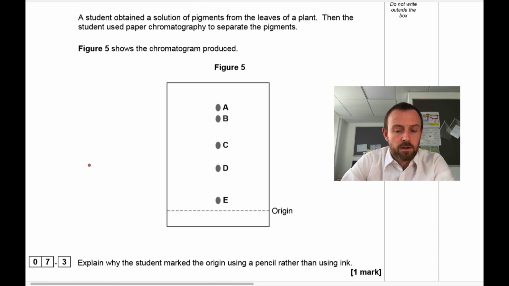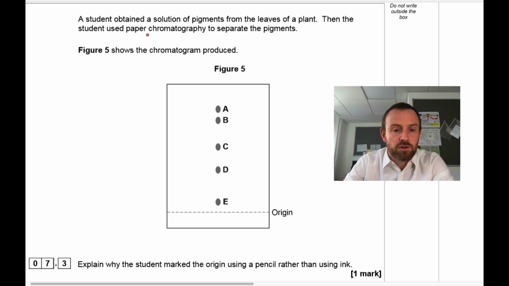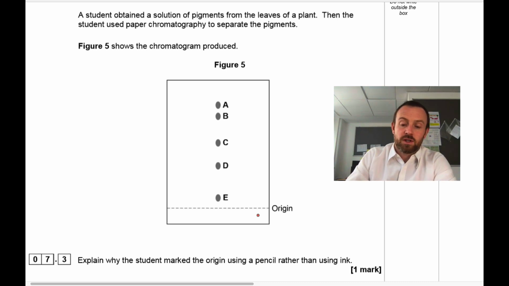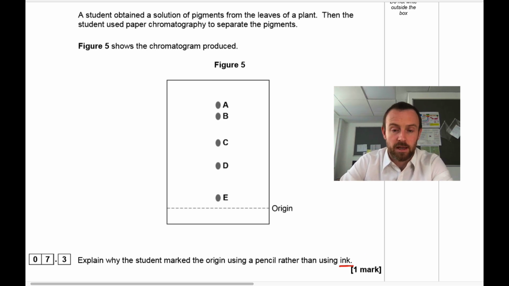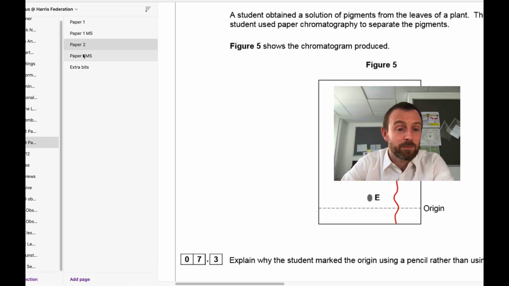On to this. Okay, chromatography. A student obtained a solution of pigments from the leaves of a plant. Then the student used paper chromatography to separate the pigments. Here's the chromatogram produced. Explain why the student marked the origin using a pencil rather than using ink. So ink is soluble in the chromatography solvent, and the pigments in the ink would move up with the solvent, meaning that you couldn't see the position of the chloroplast pigments, is what I would say. So quite a lot there for 1 mark, but I'm just making sure that I'm going to get it.